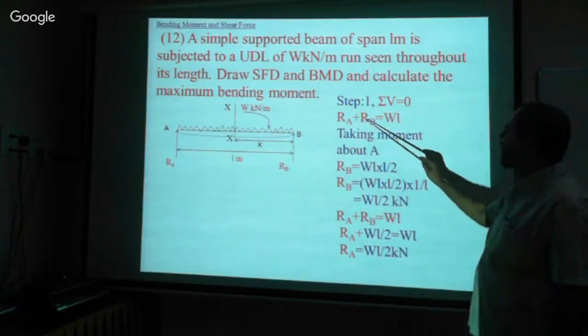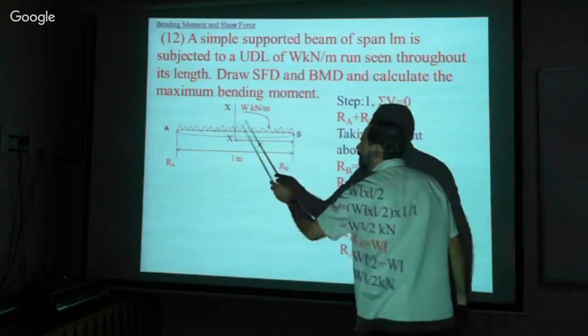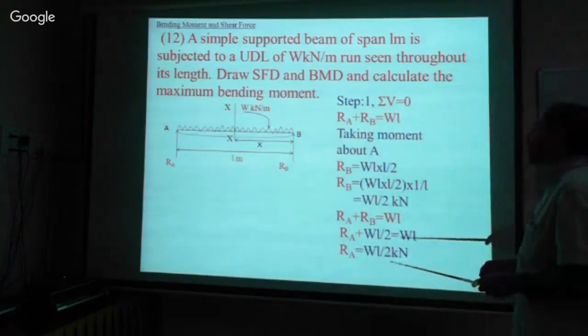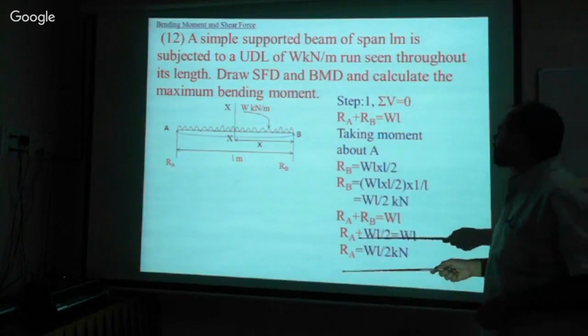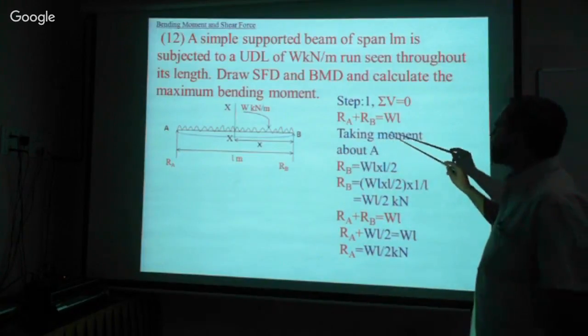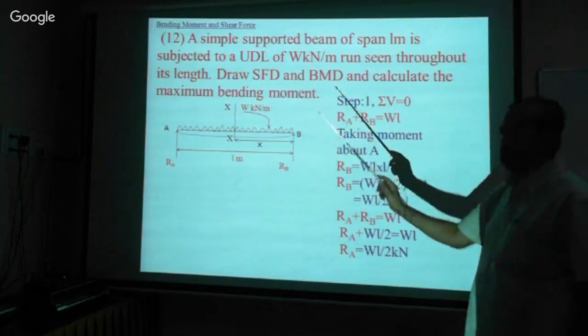Therefore, RA plus RB is equal to the total load. Total load is equal to W into L. To calculate the reactions, the secondary condition of equilibrium, sigma V is equal to 0, gives RA plus RB is equal to W into L kilonewton, the total load.